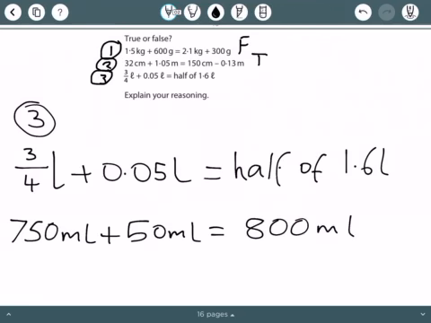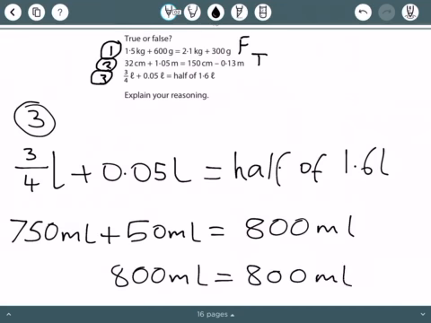So add up 750 and 50. That gives us 800 millilitres is equal to 800 millilitres. Happy days again, that one's true. And we can see, so we need to explain our reasoning for this one as well.